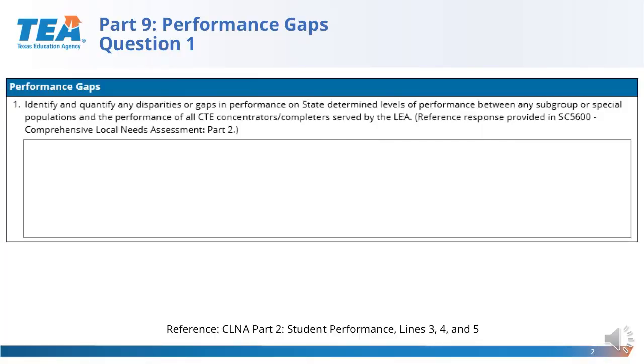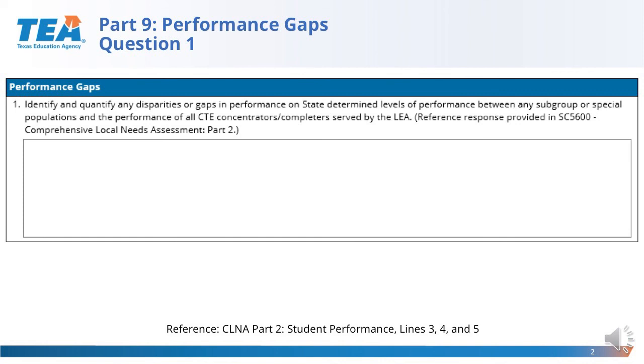LEAs will use the information provided in the submitted CLNA, Part 2, Student Performance, lines 3, 4, and 5, to compare the performance of all subgroups within your LEA to the state-determined levels of performance. Identify the largest gap areas between subgroups and members of special populations and the performance of all CTE concentrators and completers served by the LEA. Then describe how you will address the gaps.